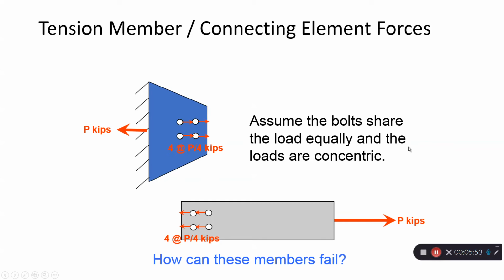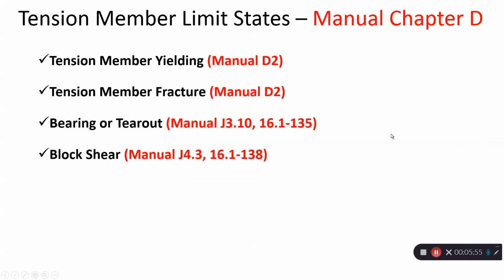Okay, so how can this member fail? Well, there are 4 limit states in tension members we have to consider. Note that tension members have the most limit states to check compared to beams and columns, so we actually have more work to check the design adequacy for tension members. We have to check the yielding limit state, the fracture limit state, bearing or tear out, and block shear.